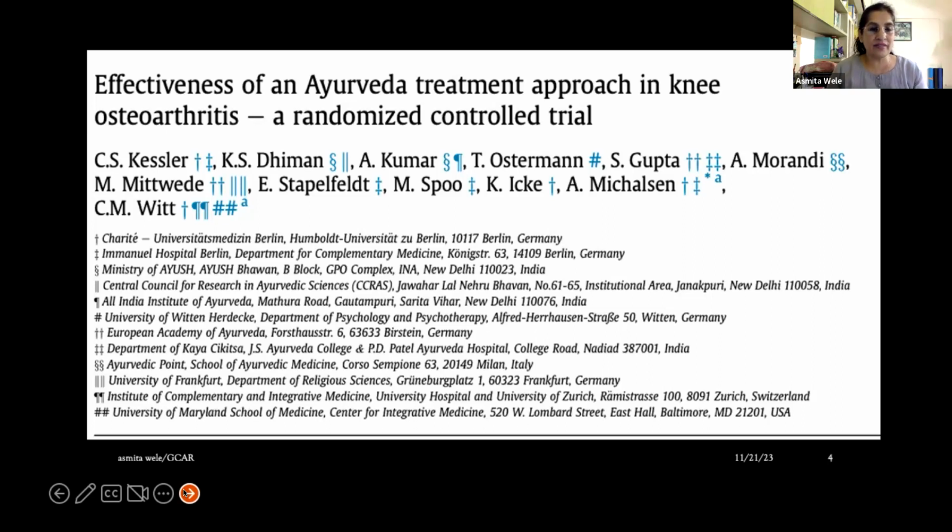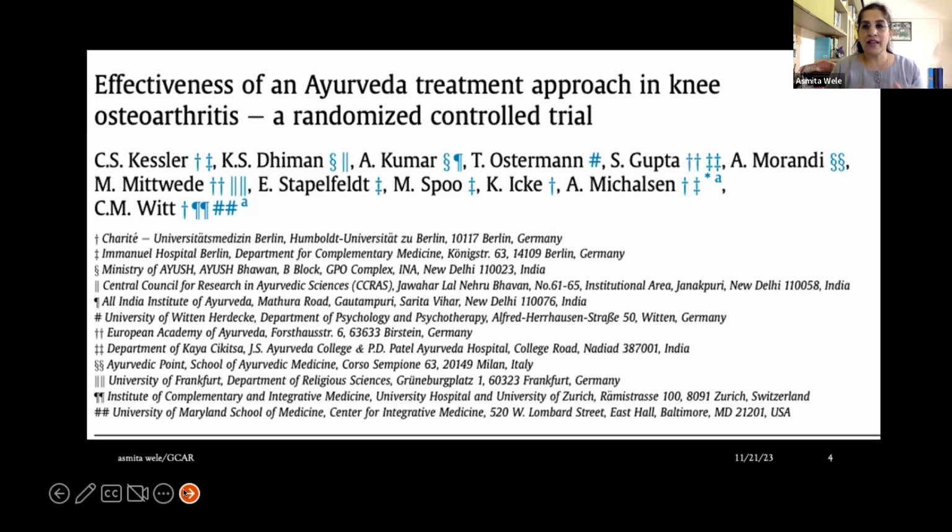She is attached to 3 universities, 3 different schools of medicine: University of Maryland School of Medicine, where she is a professor in the Center for Integrative Medicine. Then she is also associated... These things are available in modern medicine and the Western world, that at the same time you can have different hats, and with all 3 hats you can work for different projects. So she is also associated with Emmanuel Hospital Berlin, and then with the University of Witten/Herdecke, Department of Psychology and Psychotherapy, Witten, Germany. So she's the main person in charge of this particular project.